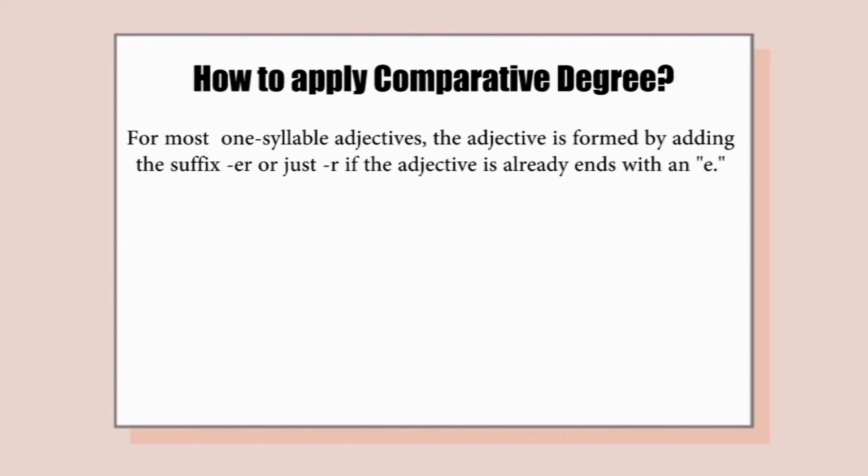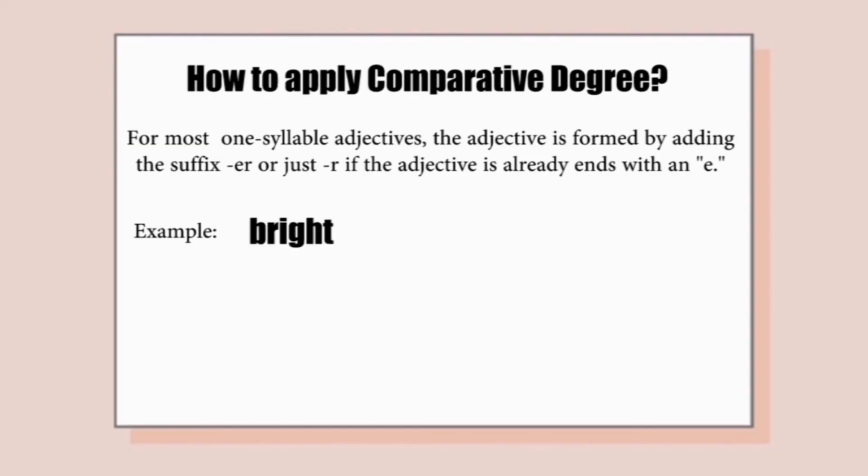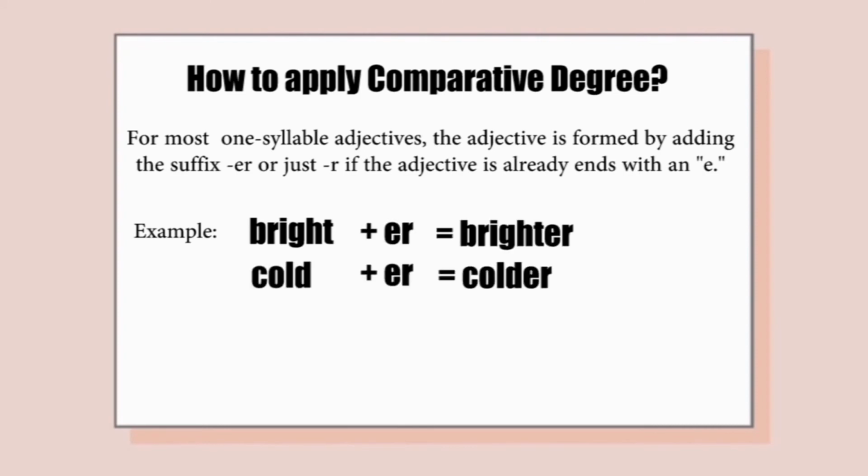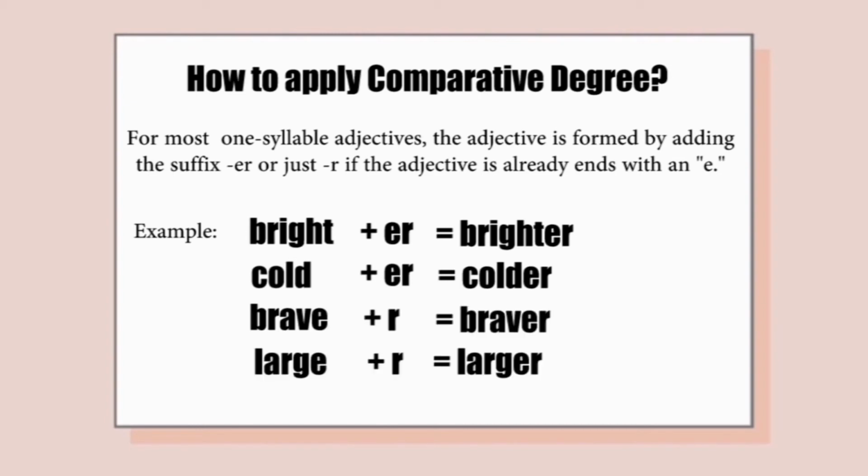When are we gonna do that? If the word is ending in e, we will just add r. But if the word is not ending in e, we will just add er. For example, the word bright, it is not ending in e, so we will just add er. So bright becomes brighter, cold becomes colder. While the word is ending in e, we will just add r. For example, brave becomes braver, large becomes larger, and many more.